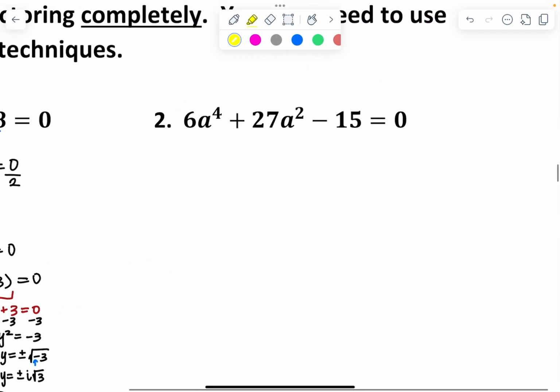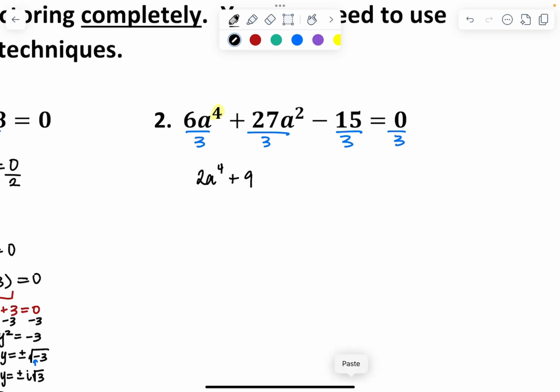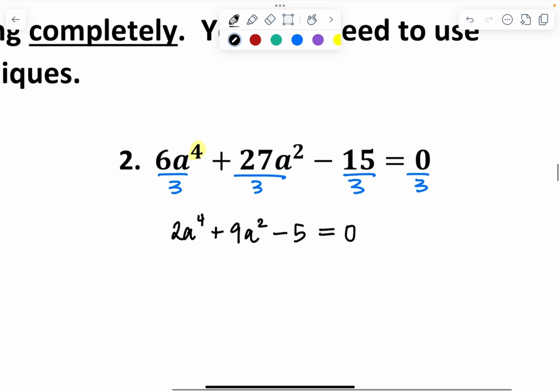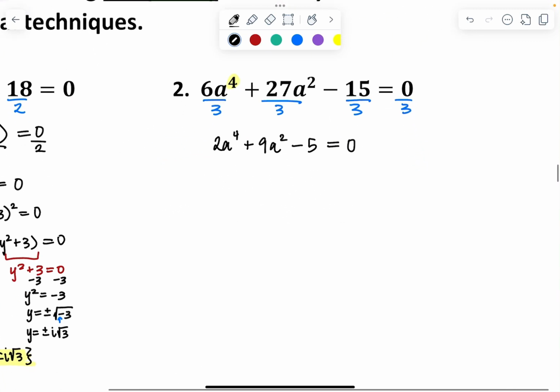Okay, for number 2, we're also dealing with a degree 4, and so we're looking for 4 solutions here as well. And so to factor this, look for a GCF first. 6, 27, and 15 can all be divided by 3. And so if you want to think of this step as just dividing both sides by 3, you can. We can go ahead and get rid of that. And so we have 2a to the 4th plus 9a squared minus 5 equals 0. Again, if this just said factor completely and we weren't actually solving, we would need to keep track of that 3. But when we're solving, we don't care about the 3.